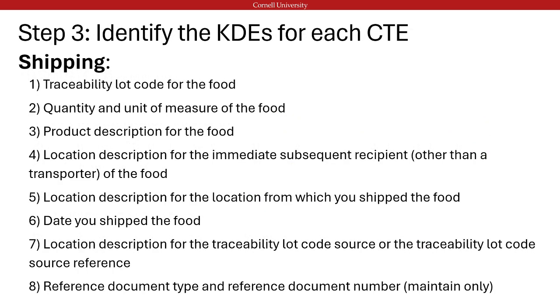Finally, shipping. At this stage, it's a lot of the same information we're already familiar with. So the traceability lot code for the food that's being shipped out, quantity, description, location description for whoever the immediate subsequent recipient is, the location description from which you shipped the food, date, more location descriptions, and internal document reference numbers.